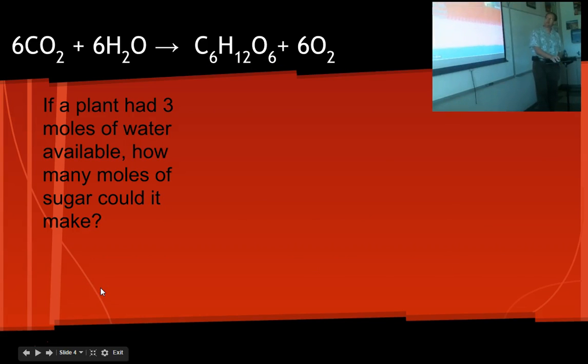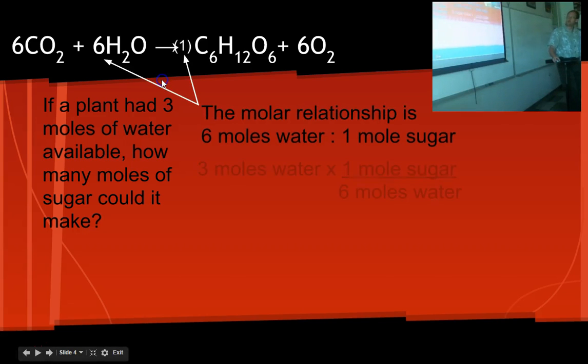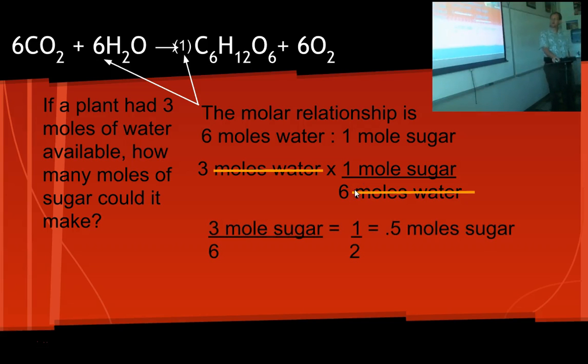So some examples here. If a plant had 3 moles of water available to it, how many moles of sugar could it make? We're going to assume that carbon dioxide is in excess. Well, the relationship is 6 moles of water to 1 mole of sugar, so it shouldn't be too hard. If it only has 3 moles of water available to it, it's going to make half a mole of sugar, right? So the molar relationship is 6 to 1, 3 moles of water times the relationship of 1 to 6. Moles of water cancels out, multiply across, you get half. And without doing all of that complicated math, you can see if it's got half of this, then it's going to have half of that.